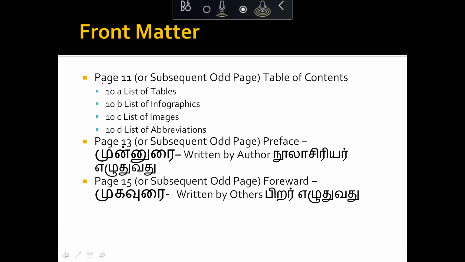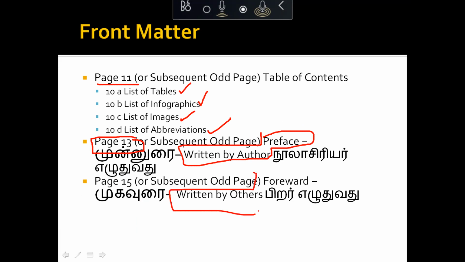Then after page 11, we come with a list of tables if there are tables, list of infographics if there are infographics, list of images if there are images, and list of abbreviations if there are abbreviations. And next, page 13 or a subsequent odd page will have the preface. Again, preface is written by the author and foreword is written by others. So first comes the preface and next comes the foreword. Preface is what you write about the book. Foreword is what someone who has read the book writes about that book.